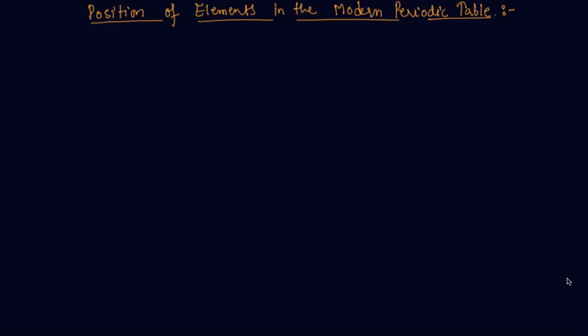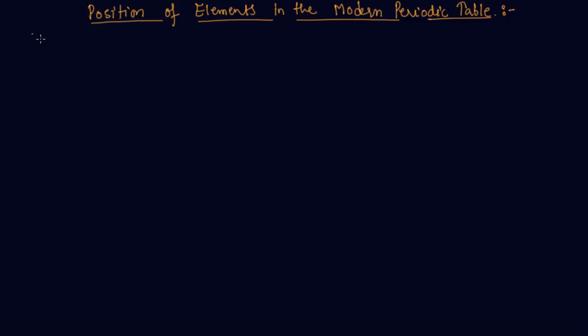So today in this lecture we will discuss the position of elements in the modern periodic table. The modern periodic table was given to us by the scientist Henry Moseley in 1913. We will discuss how he arranged all the elements in today's lecture.